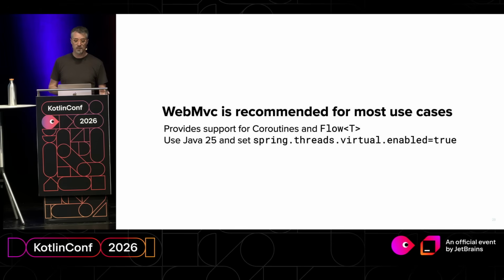But very few people maybe realize that WebMVC has support for coroutines out of the box. So you can totally use coroutines and return a Kotlin Flow within Spring MVC. It will just adapt to Spring MVC async support. It's a good idea to use it with Java 25 and virtual threads enabled. With Spring Boot 4, you still need to enable it explicitly with spring.threads.virtual.enabled=true. And it works perfectly fine.